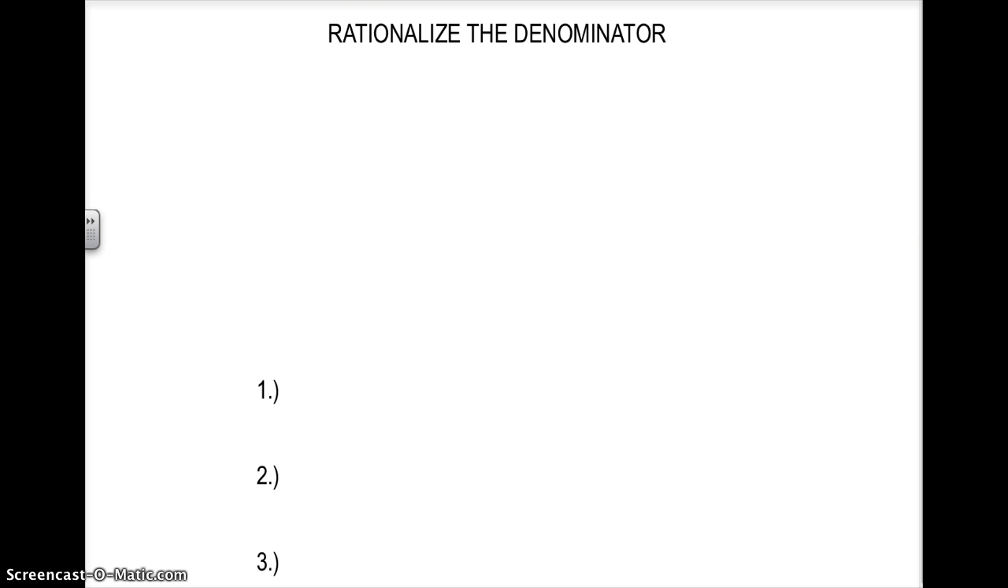The next one is how to rationalize the denominator. Denominator, of course, is the bottom of a fraction. You should know that. So here's how we rationalize the denominator. We multiply the denominator by a number which will produce a perfect square. That is a lot of words. Let's talk about what it looks like.